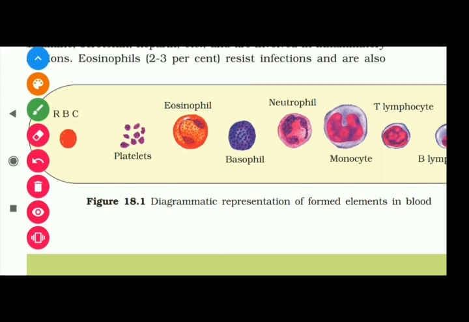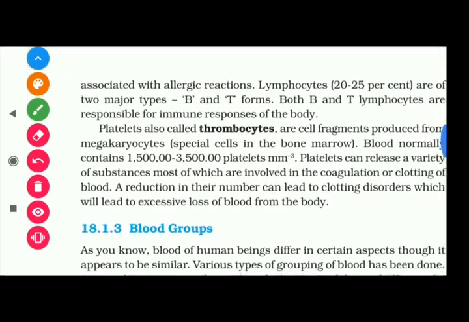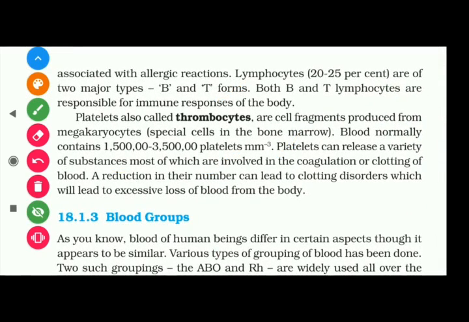Now see next, lymphocytes. Now what are lymphocytes? Lymphocytes are present in 20 to 25% of these WBCs and are of two major types, B and T forms. Both B and T lymphocytes are responsible for the immune response of the body, meaning they can protect the body from foreign particles. Who? B and T lymphocytes. And what are B and T lymphocytes? Both are parts of the lymphocytes.